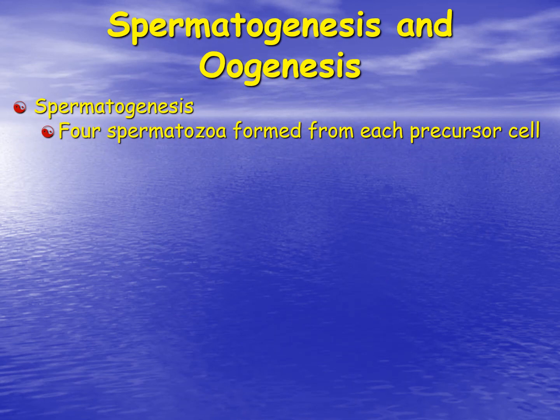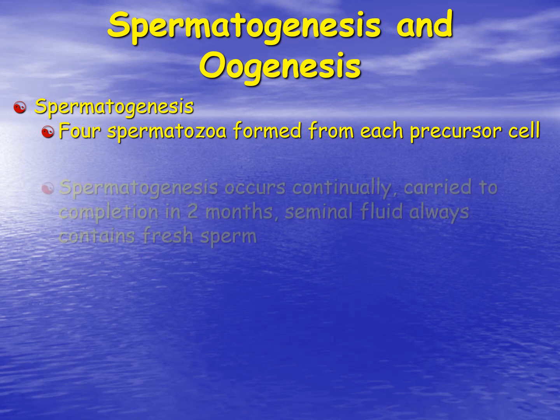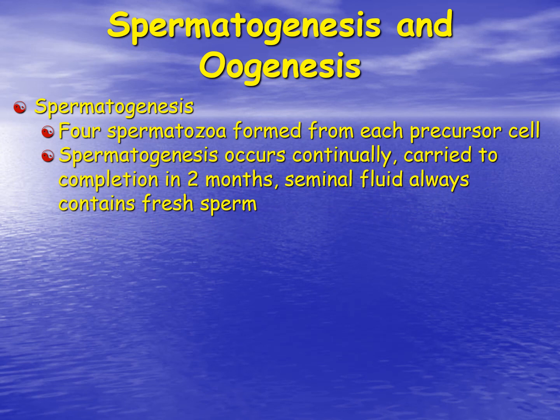In spermatogenesis, from each spermatogonial cell, we get 4 spermatozoa because we have equal cytokinesis. Spermatogenesis occurs continually from the onset of puberty until death, and is carried to completion in about 2 months. Seminal fluid will always contain fresh sperm.